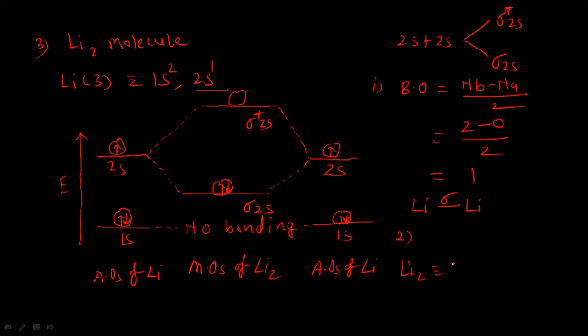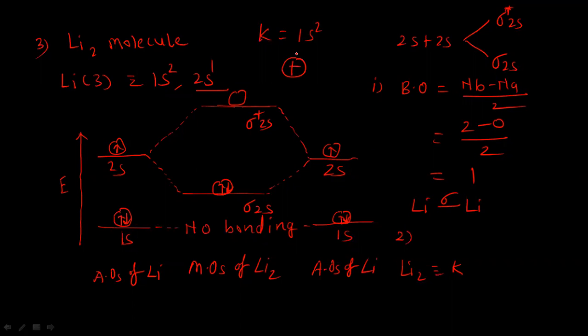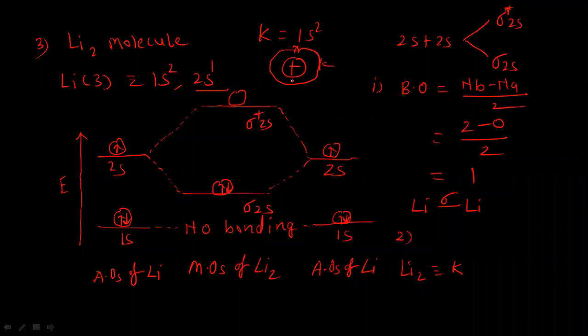Instead of writing 1s, I would like to write K for 1s. K means 1s2. K means the first shell: K is the first shell from the nucleus, which carries 2 electrons, and those 2 electrons are in the 1s orbital. So K for this 1s, similarly K for this 1s.